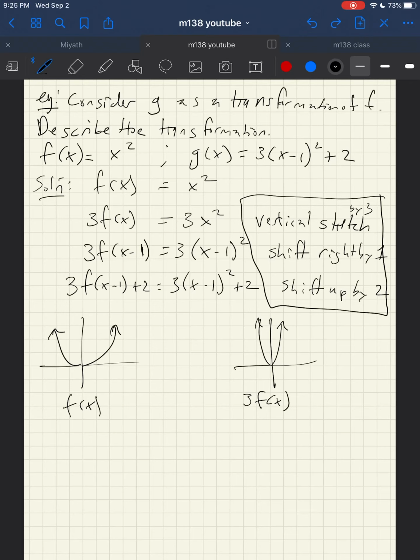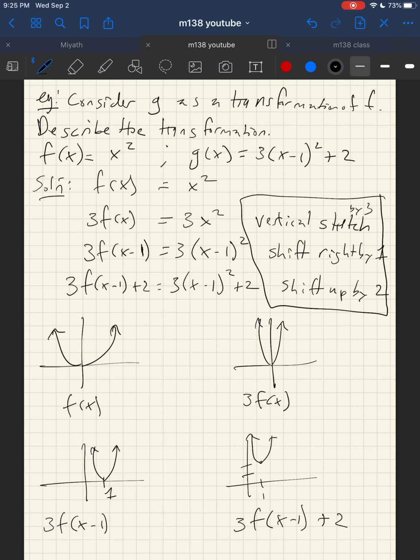All right, fine. So now let's shift to the right. This is going to be the same sort of tall, skinny parabola, but now shifted to the right by 1. So this is 3f of x minus 1. And finally, let's shift it up by 2. So it's to the right by 1, we're going up by 2, and it's a nice skinny parabola. This is 3f of x minus 1, all plus 2, and that's our g of x. So there's a vertical stretch by a factor of 3, shift to the right by 1, shift up by 2.